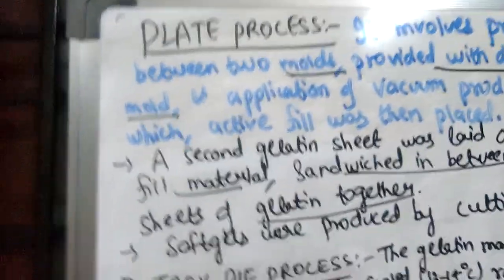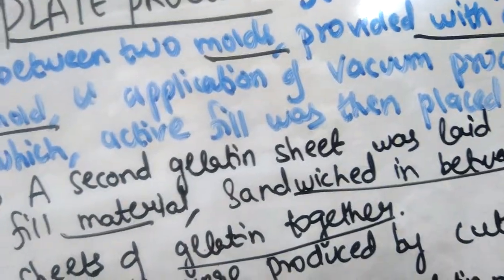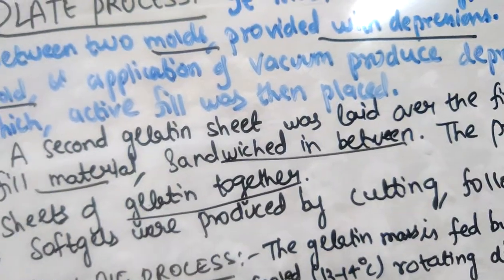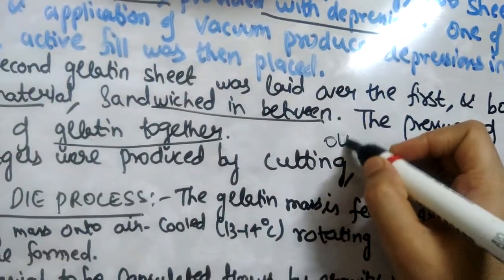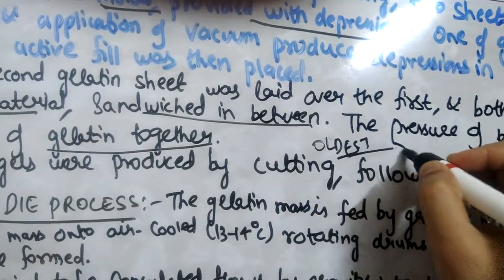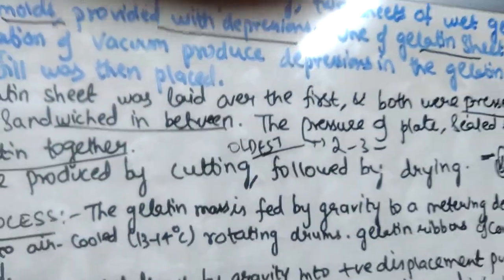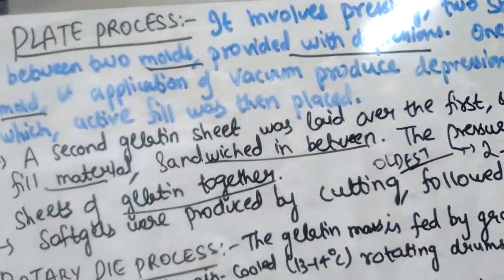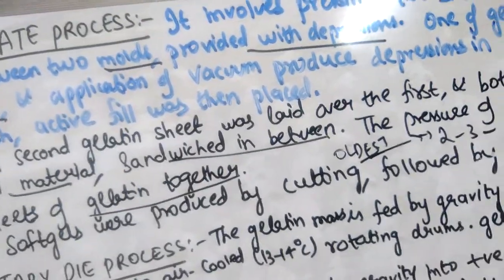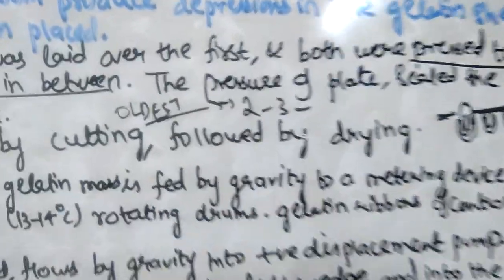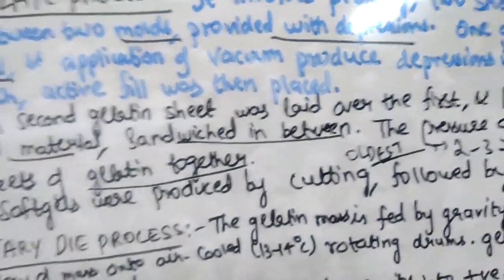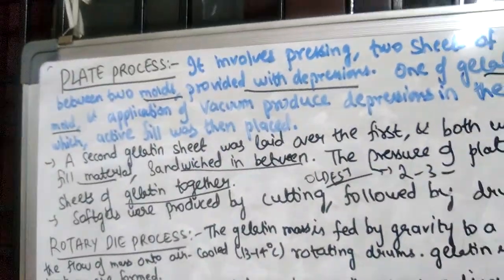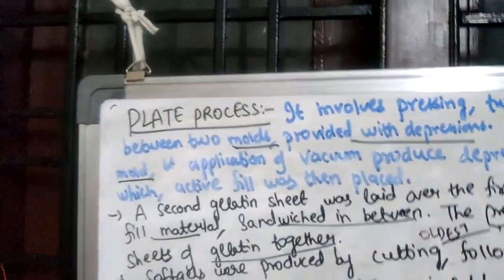This is the oldest commercial method of manufacture, and it requires 2 or 3 operators for each machine. That is why nowadays it has been replaced by a modern continuous process, which requires less manpower for operation. As this requires more manpower, it has given way to a modern continuous process in which you require very little manpower. So this is your plate process.